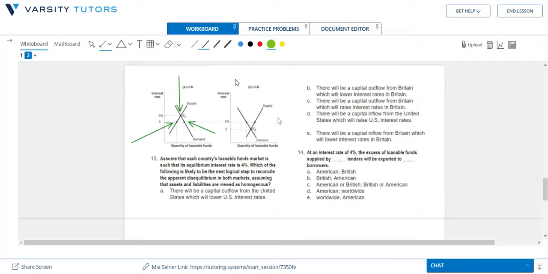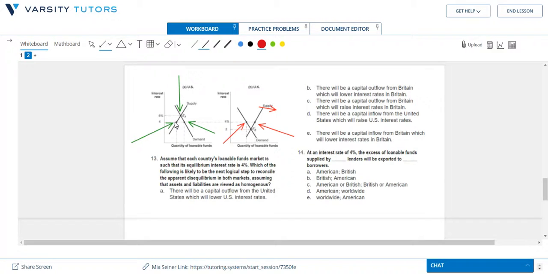Let's look at that from the UK's perspective. If someone in the UK found out that they could get a 4% interest rate, there is not as much demand as there is supply. That supply is really the key word there. In the United Kingdom, there's a greater supply at 4% than there is demanded. In the United States, at 4%, there is a greater demand than there is supplied.